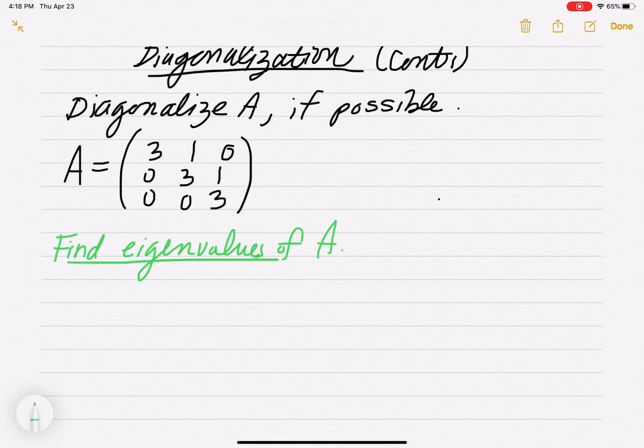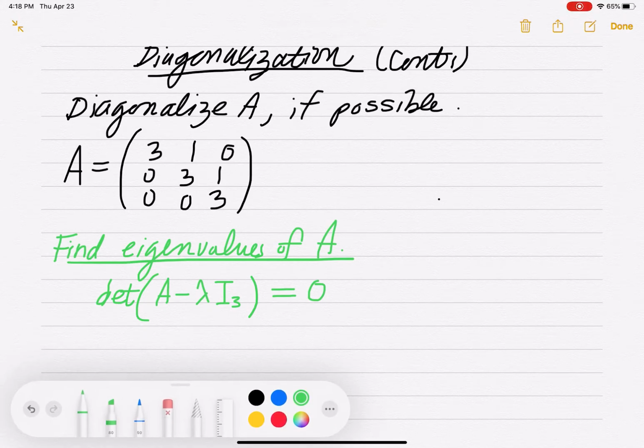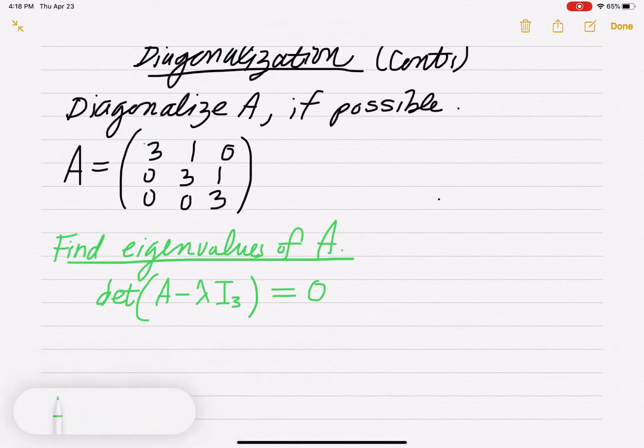So finding the eigenvalues of A, we're going to take the determinant of A minus lambda I, set it equal to 0. It's the characteristic polynomial, with lambda in place of the x you normally have. So what do we got? We got 3 is the main diagonal, 3, 3, 3. We're going to subtract lambda from each of those.